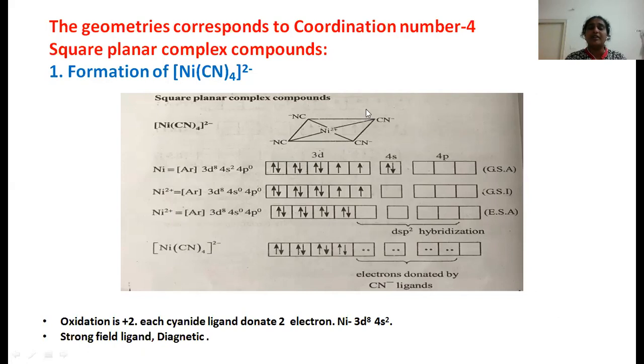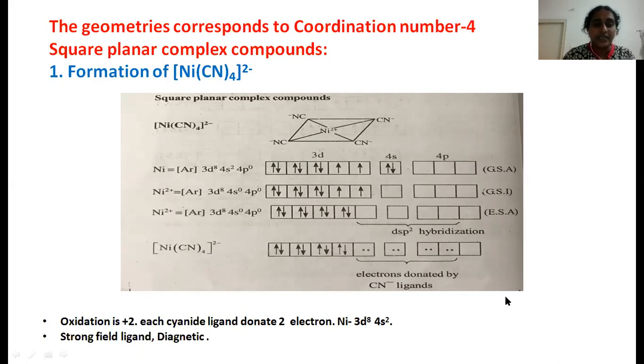So this is the geometry of nickel tetracyanide. This shape is called square planar. Whereas if sp3 hybridization is involved, then the geometry is tetrahedral. Here dsp2 hybridization participates, hence this geometry is called square planar geometry. Here the oxidation number is +2 and each ligand donates 2 electrons. In the presence of the strong field, pairing takes place, so no single electron is present. Hence this complex is a diamagnetic complex.